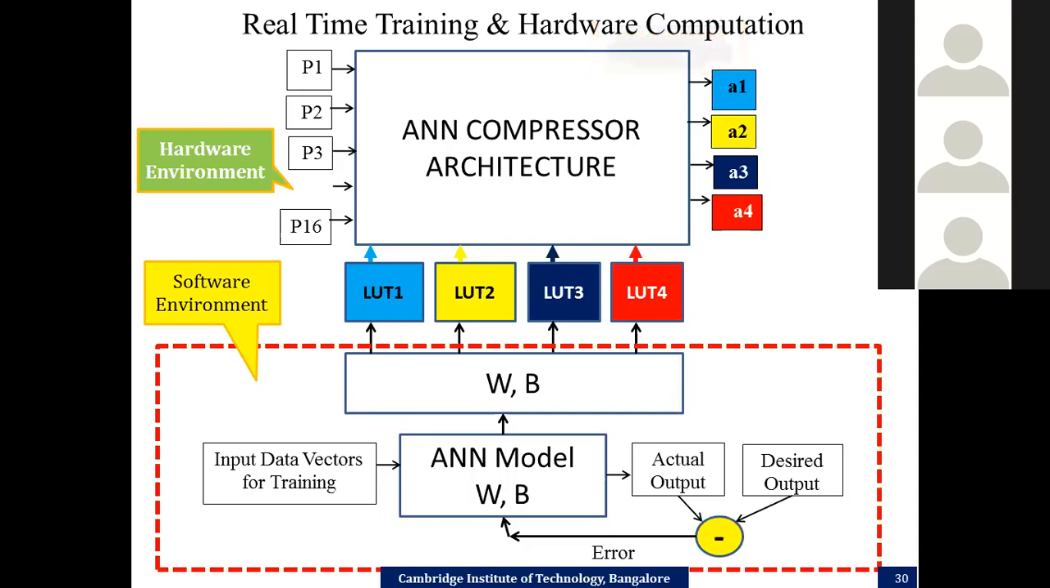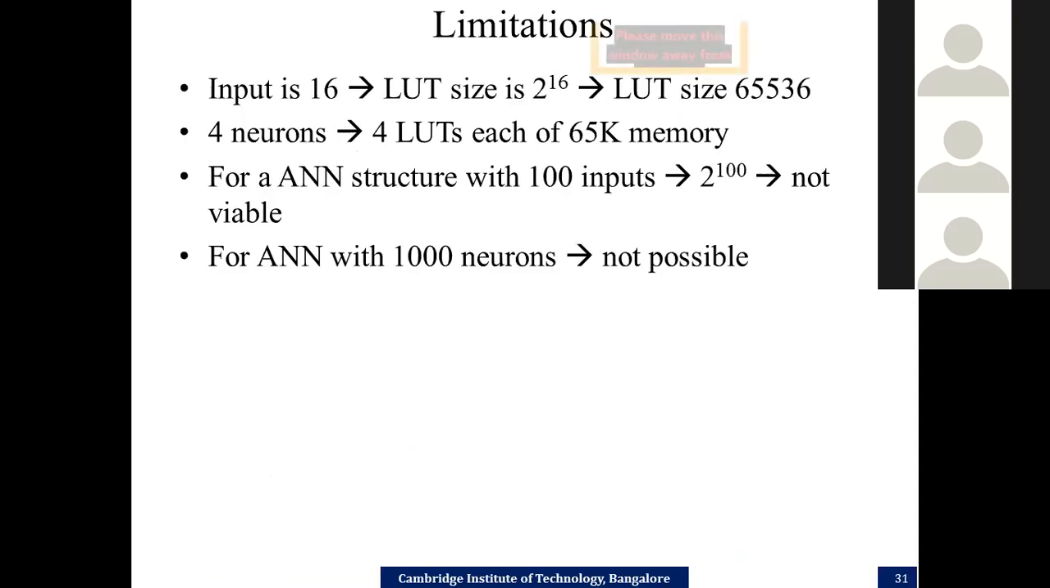Now, limitations. Let us see. Suppose your input is 16 bits. The LUT is 2 power 16, so you need a 65536-size LUT. Suppose there are 4 neurons in the hidden layer, so you should have 4 LUTs, each of 65K memory size. So again, it's a very, very complex process.